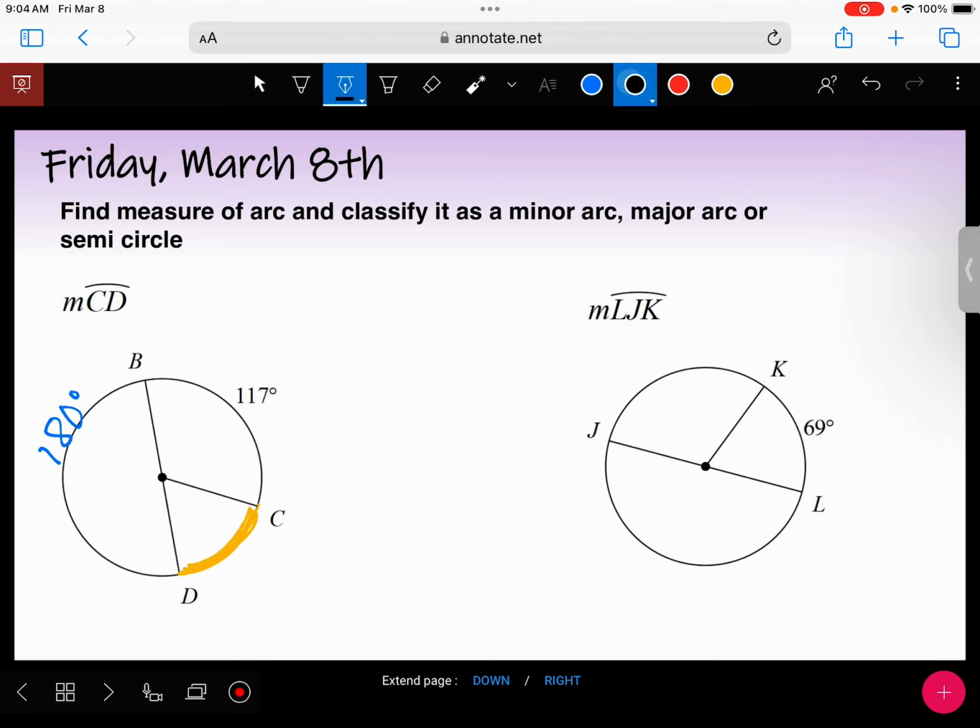And if we know there's 360 degrees in a circle, you just need to subtract. So go ahead, pick up your calculators. If you don't have one, there's probably one close by. Pick up a calculator and take 360 minus 180 minus 117.